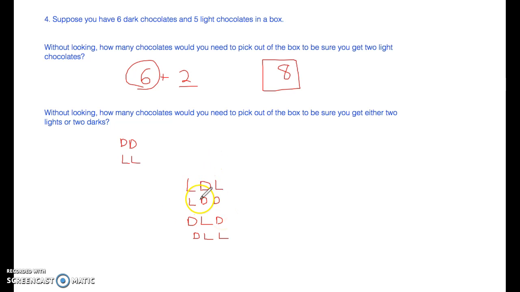And remember, these can all be switched too. So like this one, we could write it switched with the L and the D. But anyway, on all of these combinations, look, we have 2 lights in the first one, 2 darks on the next one, and then 2 lights. So it looks like 3. By drawing just 3 times, we'll make sure we get either 2 lights or 2 darks.